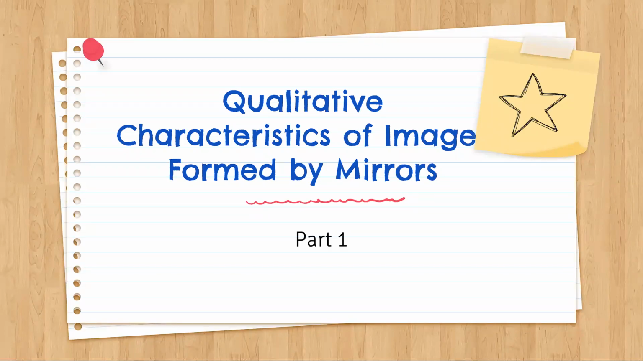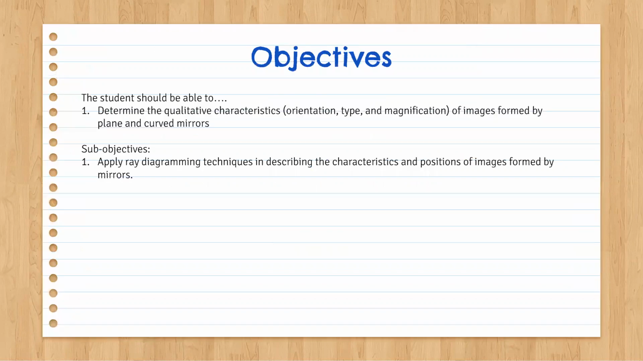In this video lesson, we are going to discuss the qualitative characteristic of image formed by mirrors. Our objective includes determining the qualitative characteristic of images formed by plane and curved mirror, and apply ray diagramming techniques in describing the characteristic and position of images formed by mirrors.